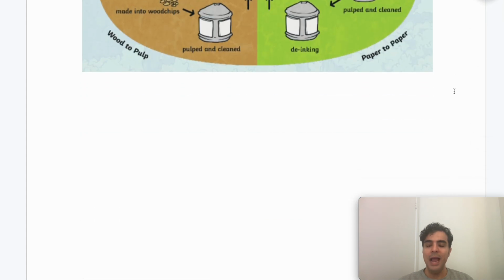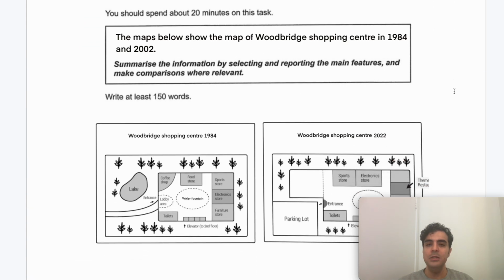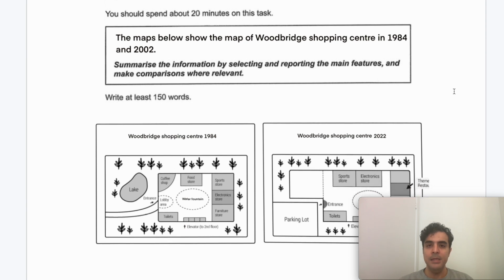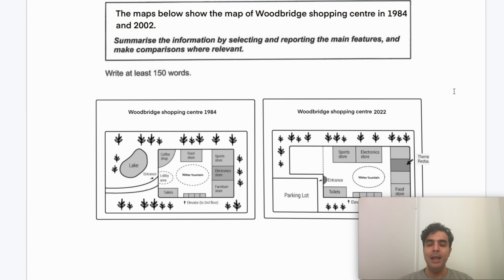Finally, the last type of chart that we need to learn about is the map. And I'll start by reading the first part of the task, right?